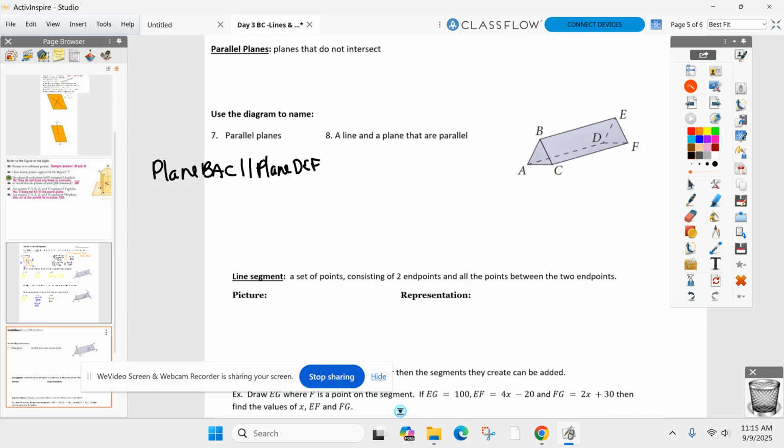Only two planes in that diagram are parallel. Everything else intersects. Good. Ready, here's a little honors one right here. How can a line in a plane be parallel? I get two lines parallel. I get two planes parallel, but how can a line in a plane be parallel? Here's how.